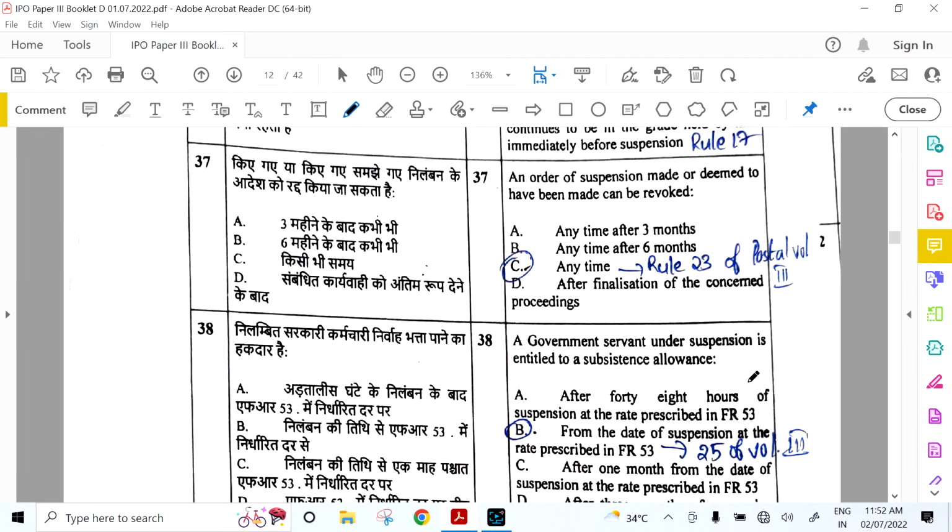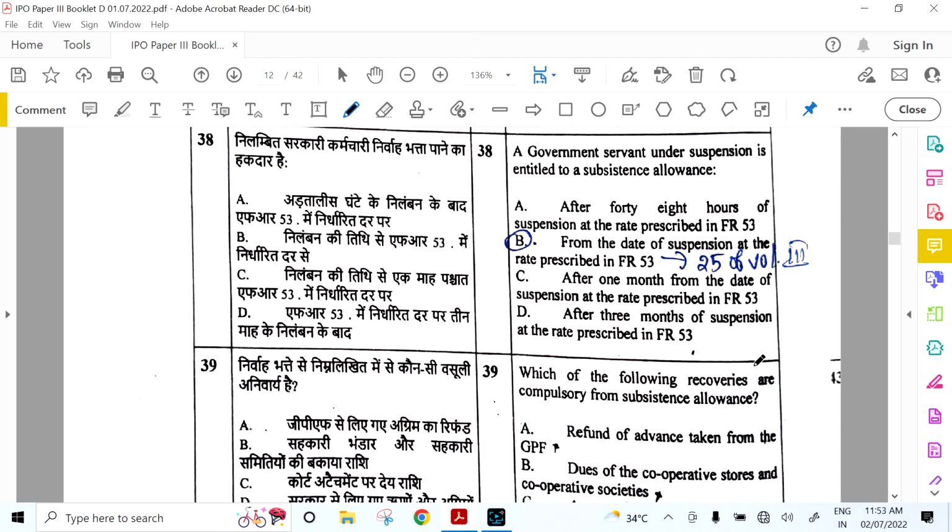Next question. An order of suspension made or deemed to have been made can be revoked at any time under Rule 23 of Postal Volume 3. Many questions have been given in Volume 3 also, because it is the heart of the CCS conduct rules also. CCA rules are also subsumed in Volume 3.